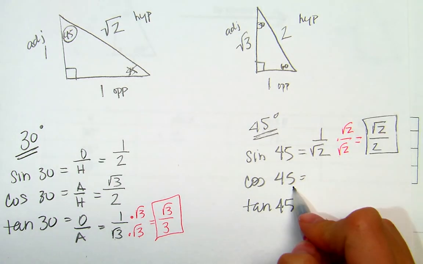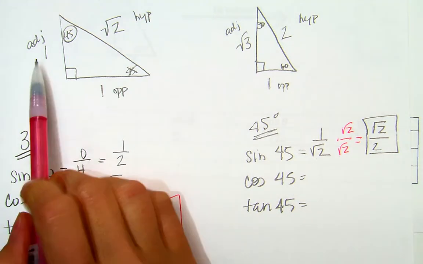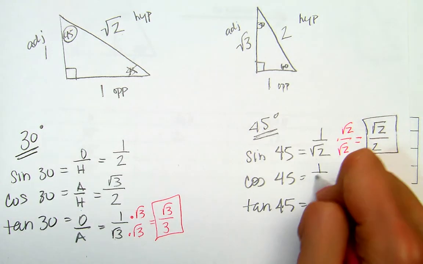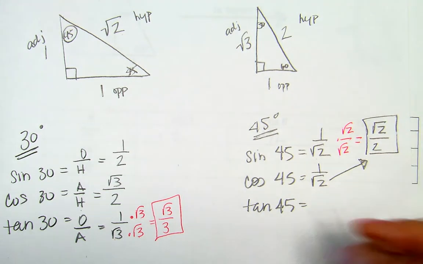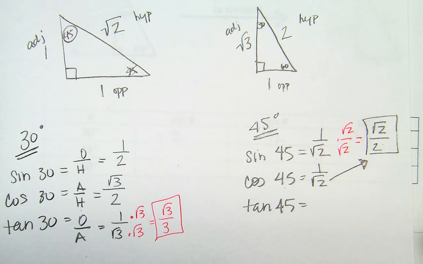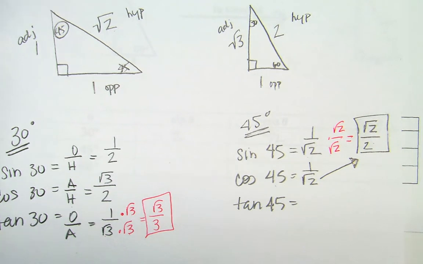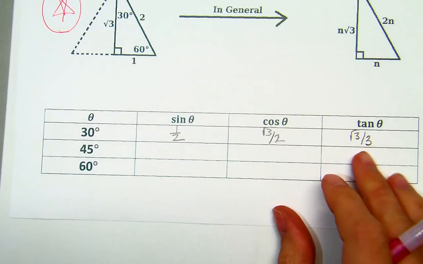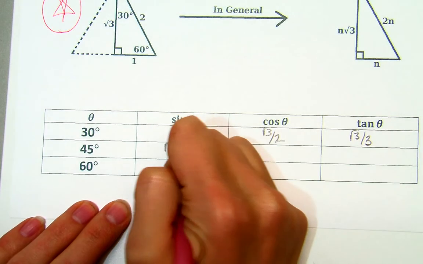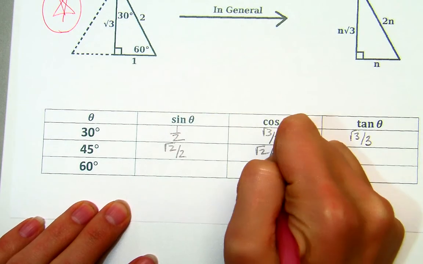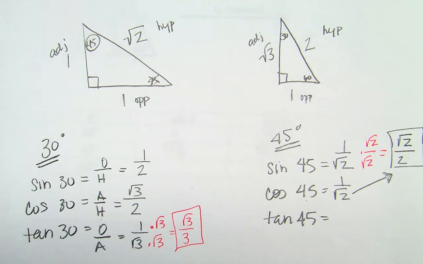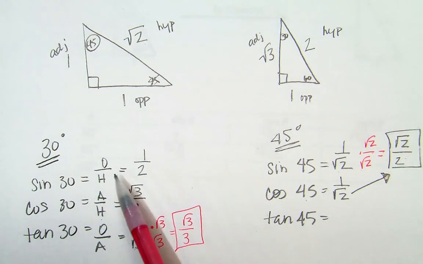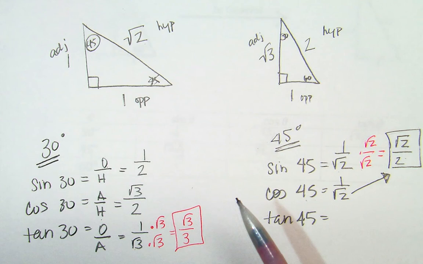Cosine of 45 is adjacent over hypotenuse. Our adjacent over hypotenuse is 1 over square root of 2, which is the exact same thing as the sine of 45. So we know that we're going to have the square root of 2 over 2 for both sine and cosine of 45. So we can fill in square root of 2 over 2, square root of 2 over 2. And doesn't it make sense that our sine and cosine would actually be the exact same value since our opposite and adjacent sides are the exact same value?